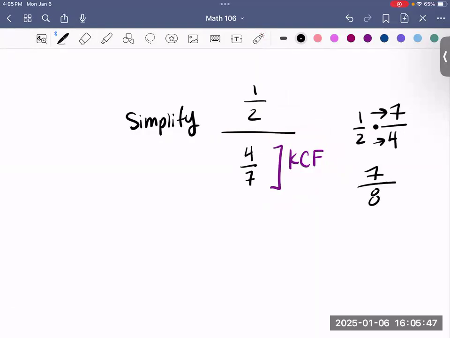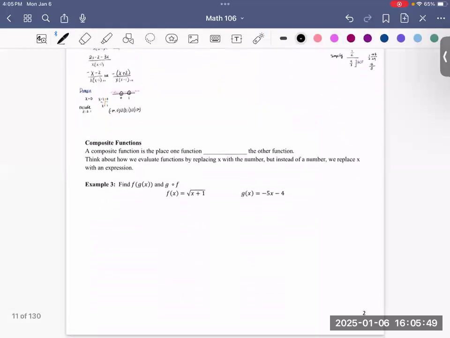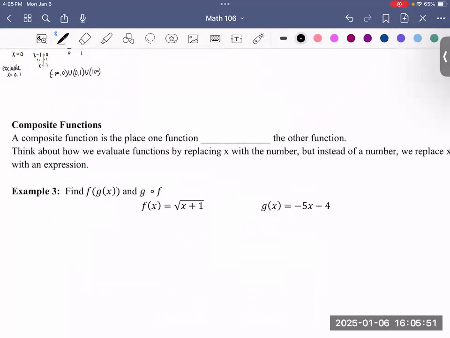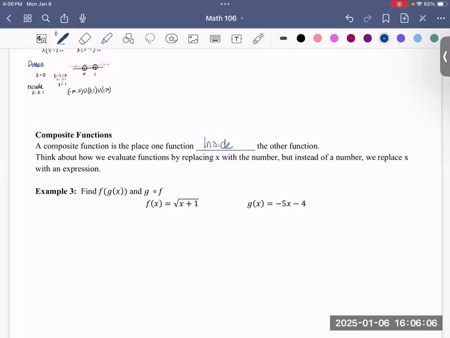Now let's talk about composite functions. A composite function is to place one function inside of another. Think about how you evaluate functions by replacing your x with the number. But instead of a number, you're going to replace x with a full expression.